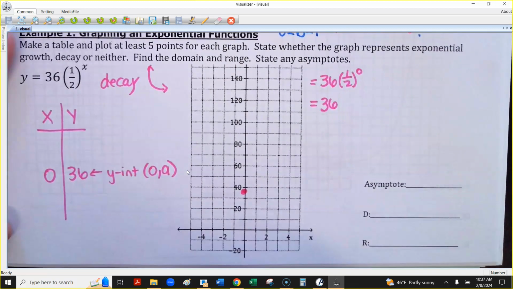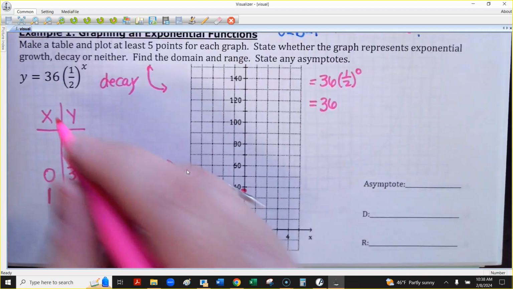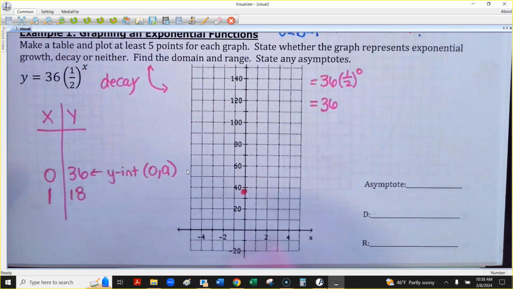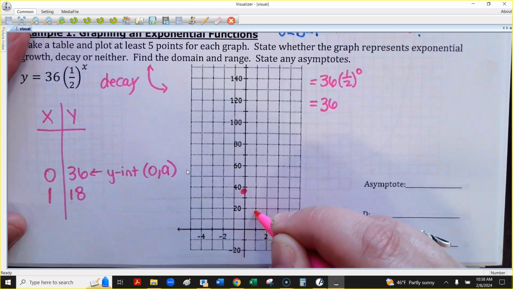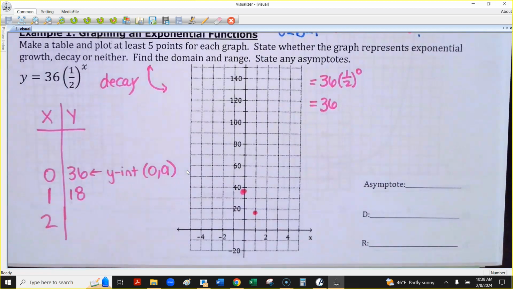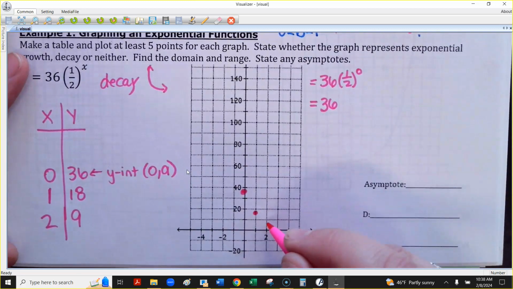Now, what am I going to do? If I plug in 1, what is that going to do to the 36? Cut it in half. You can plug these into the calculator if you want to, but each time I'm going to cut this in half. So then it would be at 18, so I'm just going to go close to the 20. And then if I keep going, you're just going to keep cutting it in half. So 18 cut in half would be 9. So then for 2, I'm going to be just a little bit below the 10.